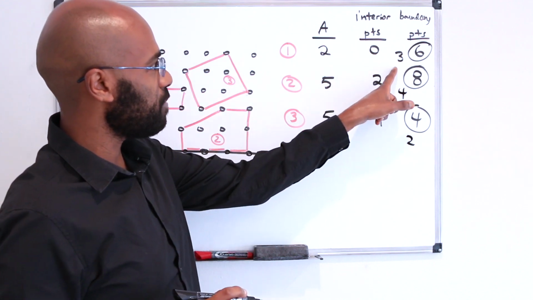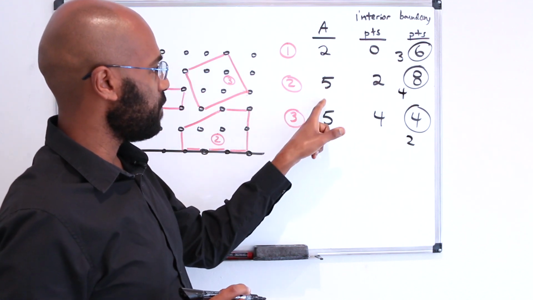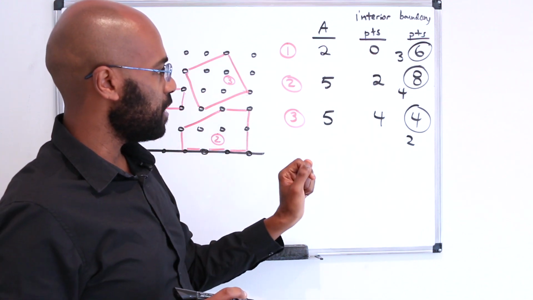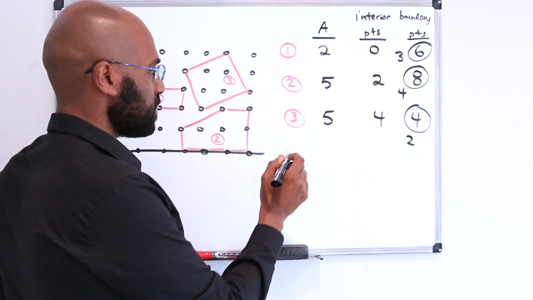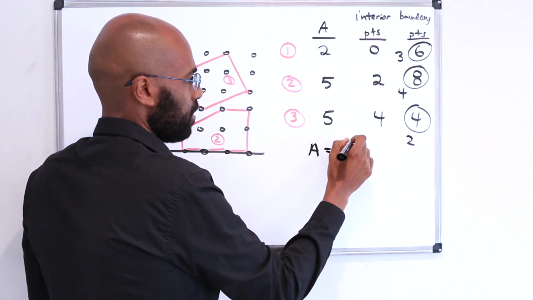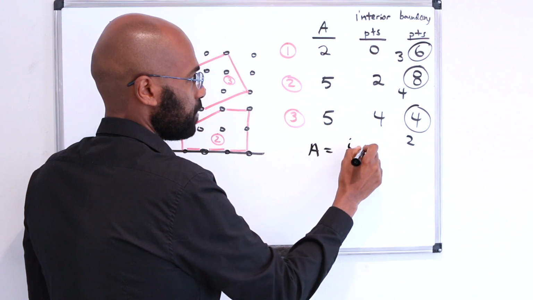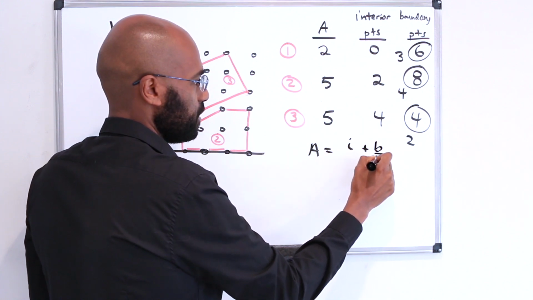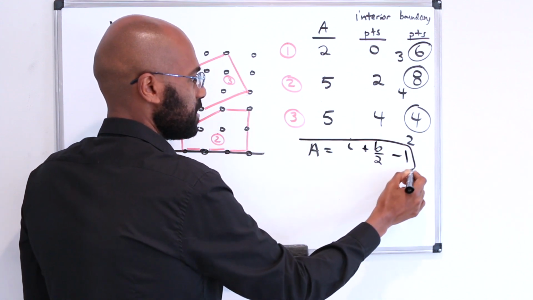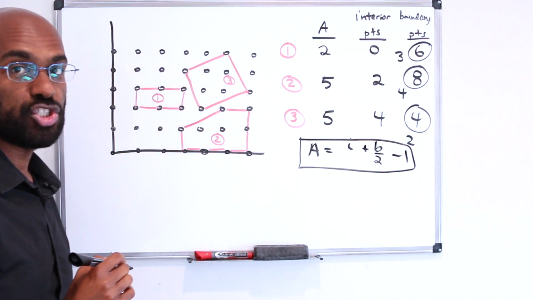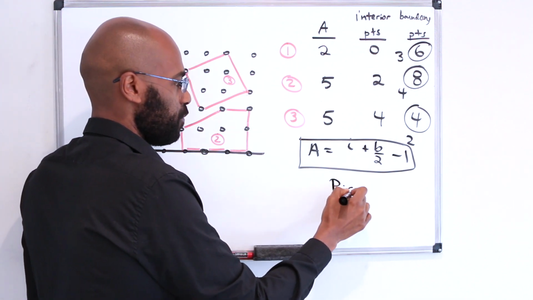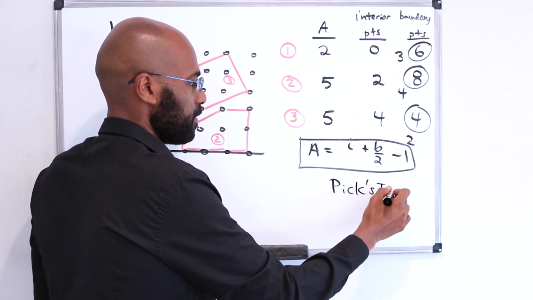If we look at these two numbers here and compare with this, we actually get that the sum of these two is 1 more than this thing. So it seems like in general, the area is the number of interior points plus half the number of boundary points, these two, and then minus 1. And it turns out that this actually is the case in general. And this is known as Pick's Theorem. And we're going to prove Pick's Theorem today.